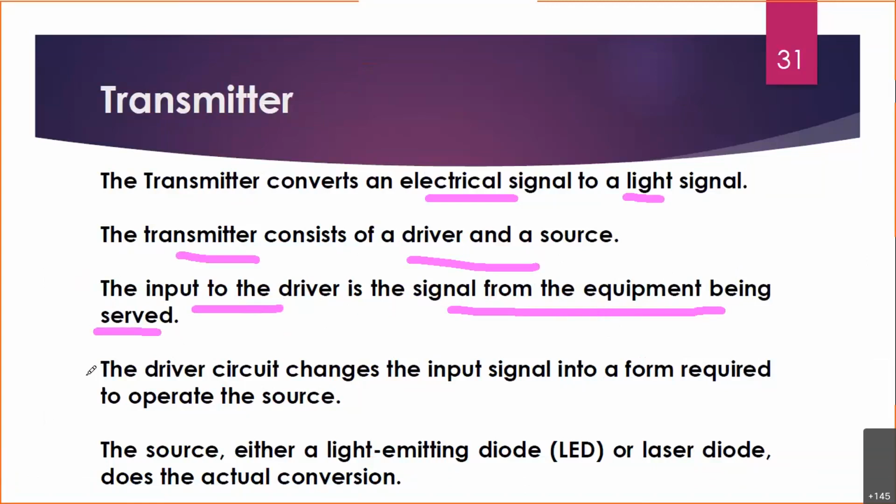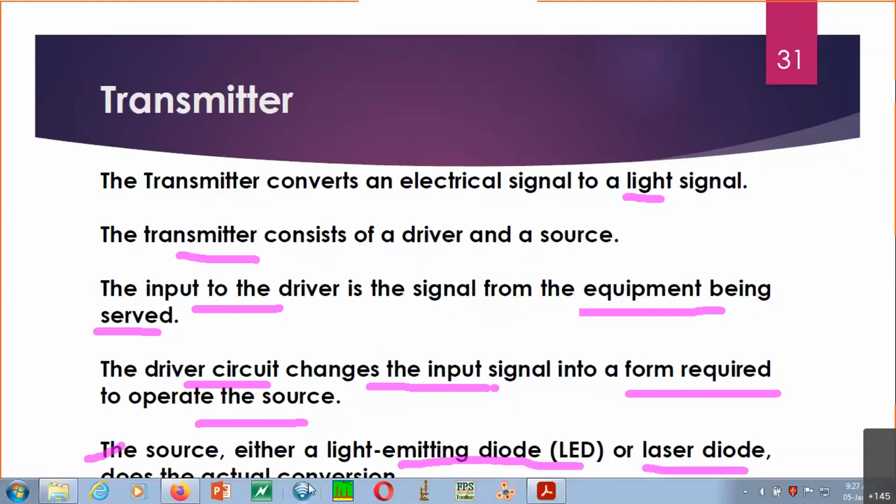Now look at the role of the driver. The driver circuit changes the input signal into a form which is required to operate the source. Whatever signal you have from this equipment, you need to modify it into a proper format so that it can be transmitted through the medium. So you have to change the input accordingly, and that is done by the driver. And here is the source, by which you are carrying that signal. Either you can use a light emitting diode, or a laser diode or laser light. That is the actual conversion part, which converts the signal so that it can be transmitted to the other side.